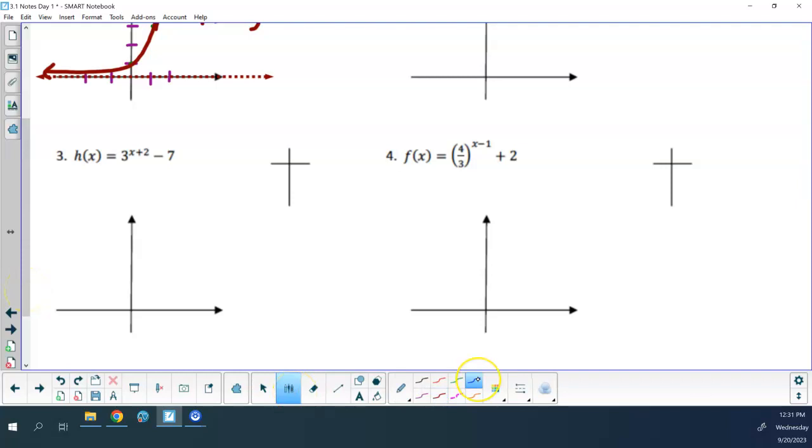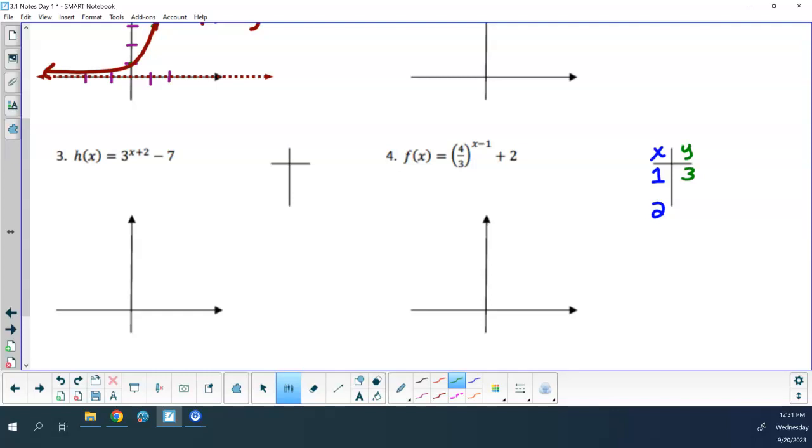Number 4 here now, to make this exponent be 0, that would be at 1. To make the exponent be 1, that would be at 2. My y values then, if I plug in 1, I get 1 minus 1 is 0. 4/3 to the 0 power is 1, plus 2 is 3.